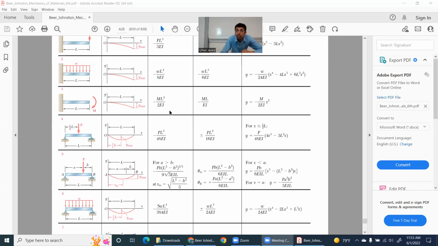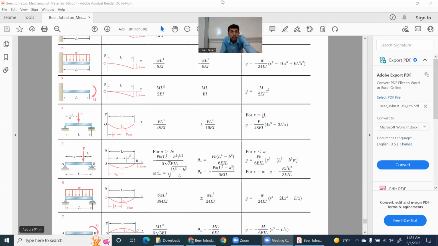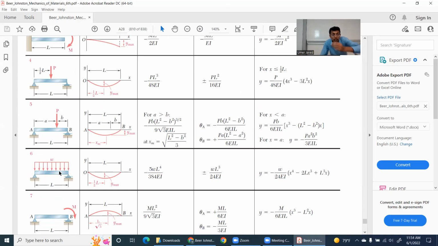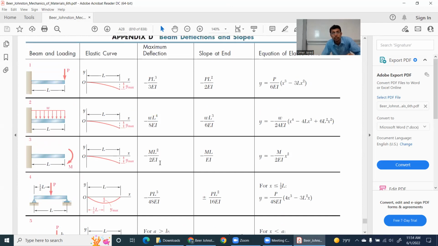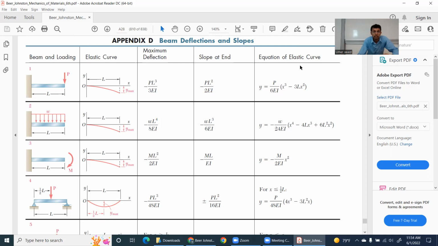Okay, everyone. Just to be clear, for the question that we were doing, I just opened the Beer-Johnston book. This is the table that is available right at the end of your book. We have a roller here to the right and a pin joint on the left, with a distributed load acting like this. If you scroll up a little bit, it says maximum deflection, slope at end, equation of elastic curve.